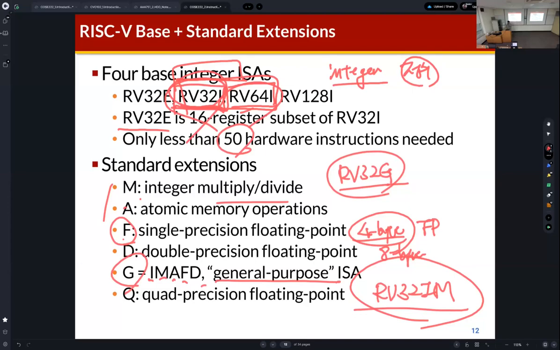So this is the feature of the RISC-V ISA. The RISC-V ISA has the base integer instruction set like I, and we can add more instructions using extensions.